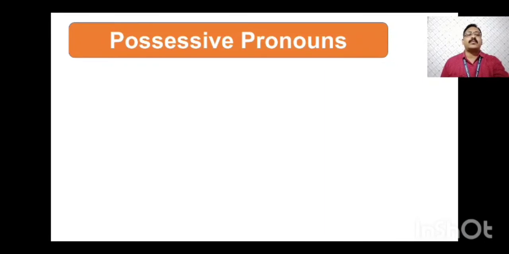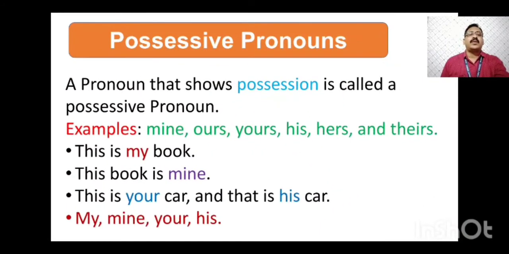Possessive pronoun. A pronoun that shows possession is called possessive pronoun. Means a pronoun that shows that something belongs to someone. That pronoun is used as possessive pronoun. Example, mine, our, your, his, hers and theirs. These are all pronouns that come under the possessive group.